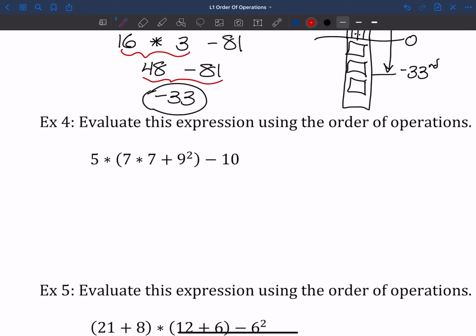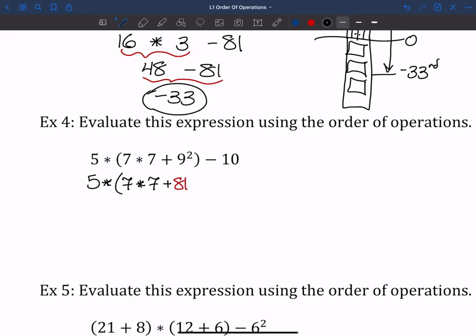All right, so in this one, I've got some parentheses here. I need to take care of the stuff in those parentheses before I go any further. So I'm going to bring down 5, bring down that multiplication sign, and then inside those parentheses, I've got to think about where to start. I could do 7 times 7. I could do 7 plus 9. But what I think I might want to start off with is taking care of that 9 squared. Exponents come before all that other stuff. So I'm going to bring down 7 times 7, that plus sign, and that 9 squared is now going to turn into 81.